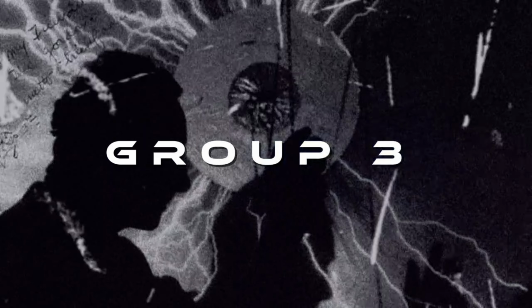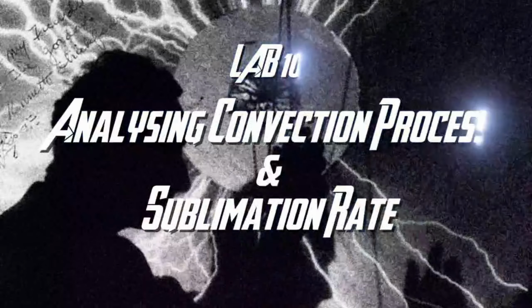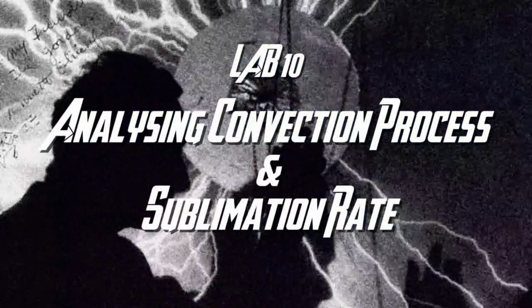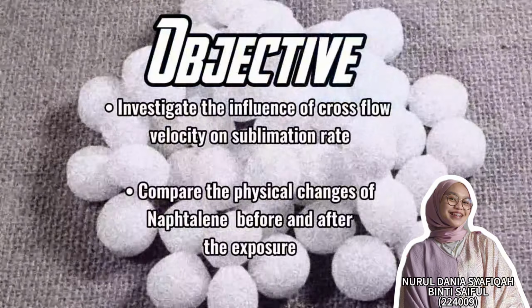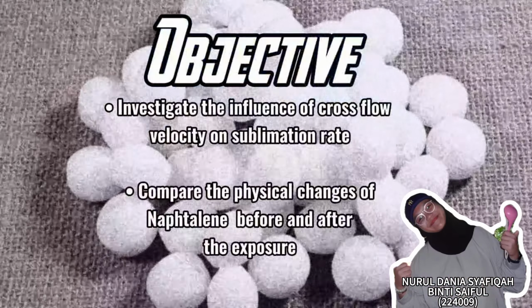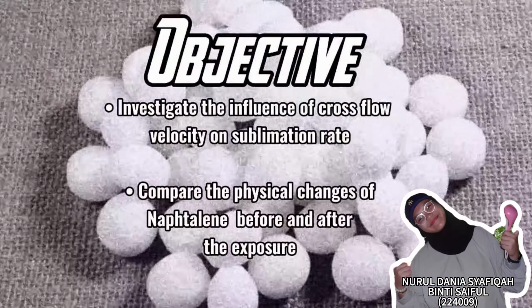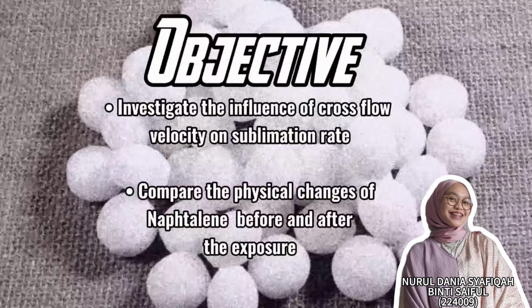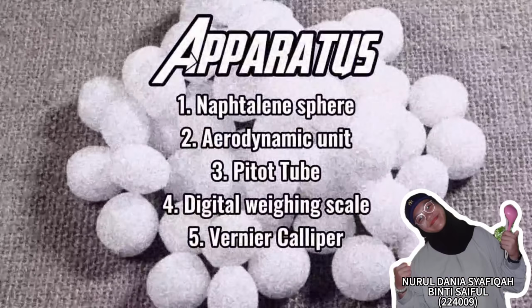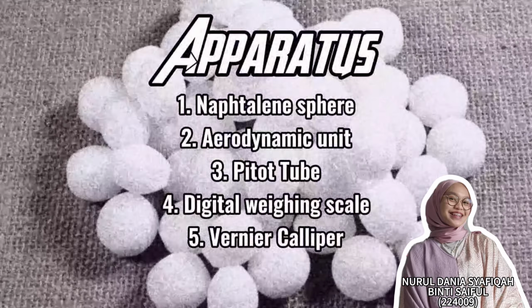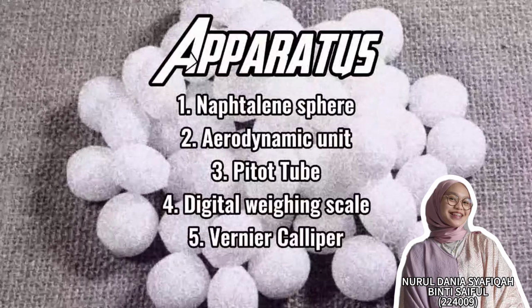Hi, we are from Group 3B and the lab we chose is Lab 10, Analyzing Convection Process and Sublimation Rate. The objective is to investigate the influence of cross-flow velocity on sublimation rate and compare the physical changes of naphthalene before and after the exposure. The apparatus used are naphthalene sphere, aerodynamic unit, pitot cube, digital weighing scale, and vernier caliper.